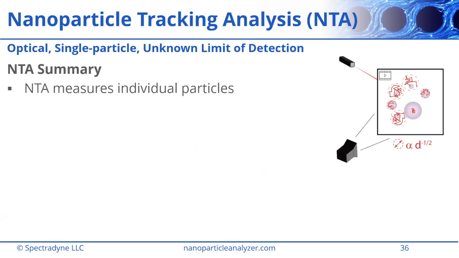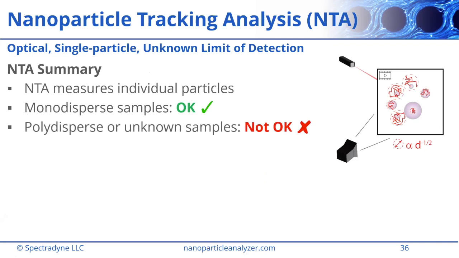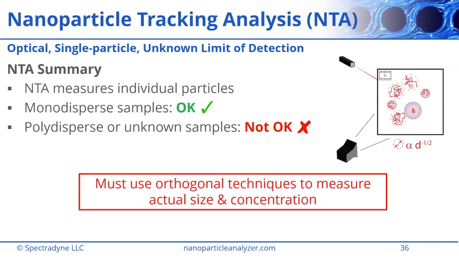Okay, so to summarize NTA, NTA is using Brownian motion again and light scattering to measure individual particles. That's good. And for monodispersed samples, it works just fine, and you can get actual concentration information from that. The problem comes when we're looking at polydispersed or unknown samples. In this case, you really don't know how to interpret the data that you're getting because you don't know in advance what's in the sample. And again, we have the same conclusion, which is we need to use orthogonal techniques to measure the actual size and the concentration of the samples. All right, so I hope that was clear.